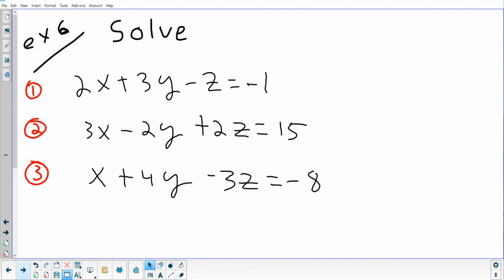All right, so do we have an equation here that has a single positive variable? Equation 3. So we're going to use equation 3 twice. We're going to use it to eliminate the x in equation 1, and then we're going to use it to eliminate the x in equation 2. And once we do that, we're only going to have 2 variables and 2 equations left. Let's start by using 1 and 3.